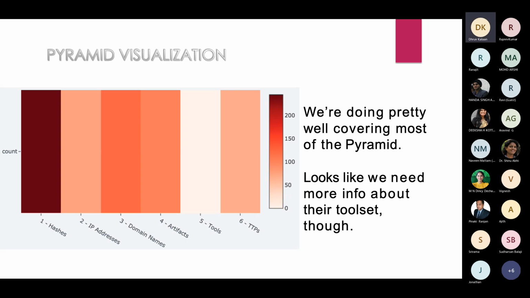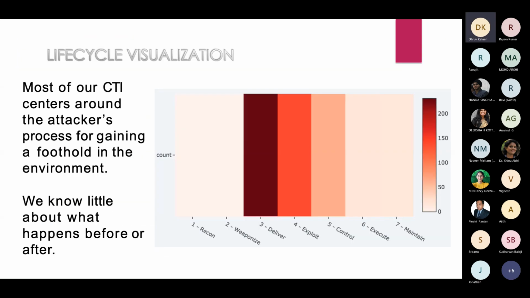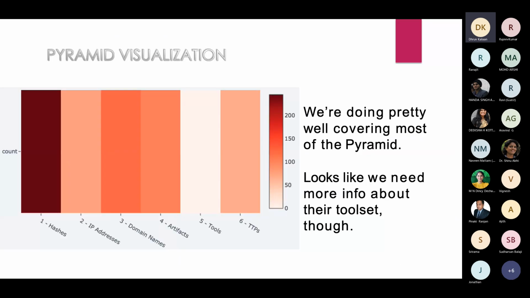So these are the two places I need to start looking for more and more data to figure out if I can gather something about adversaries where I do not have enough information, say, about recon and weaponize and execute and maintain, and I do not have enough information about, say, tooling.